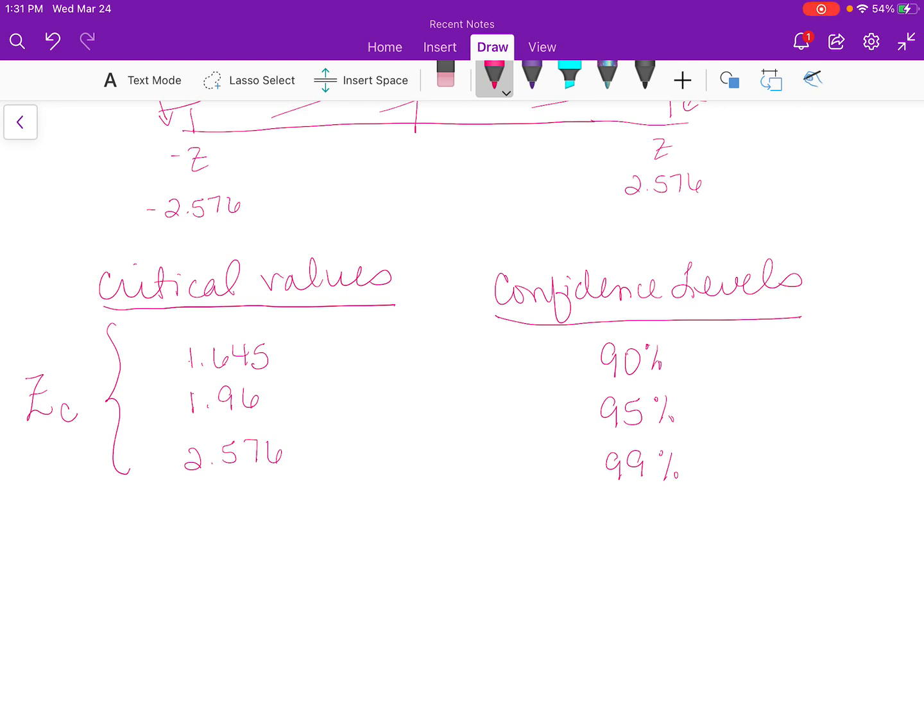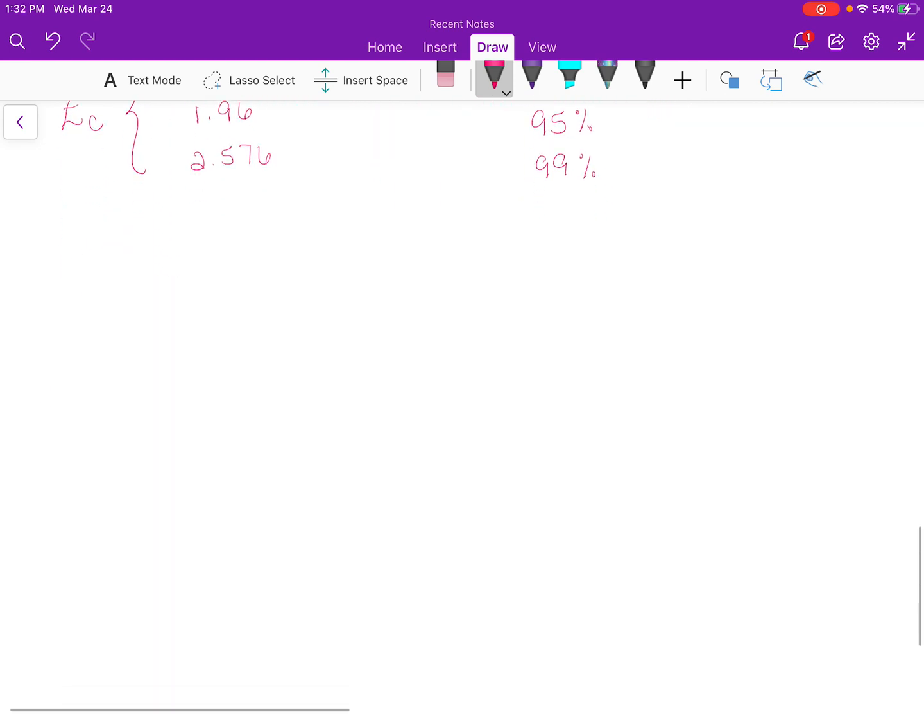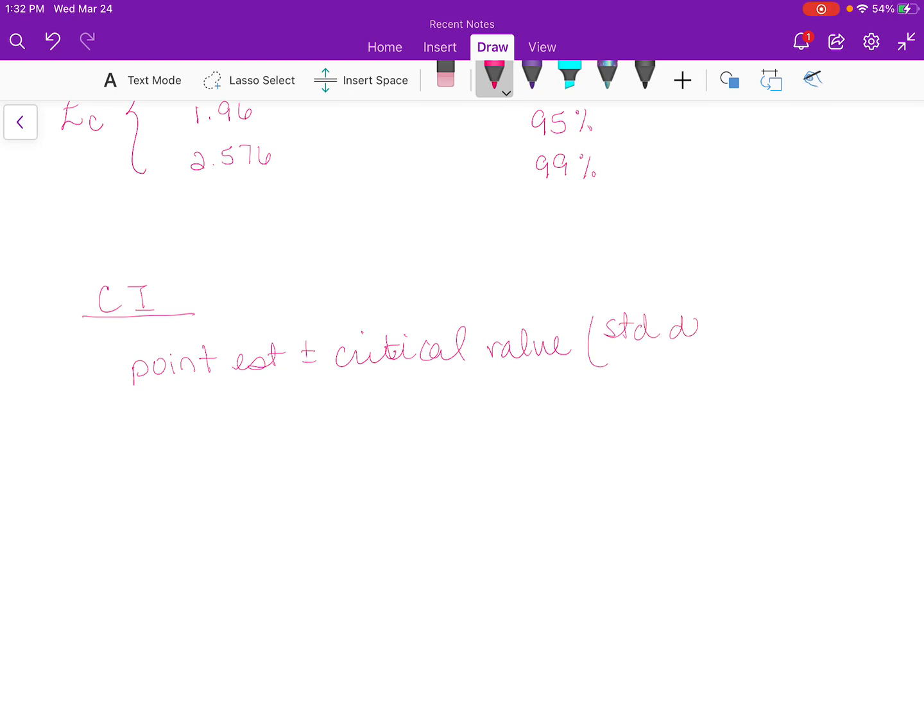So let's go back to the confidence interval formula. Remember, I said that we were going to do point estimate plus or minus critical value. And I've just shown you how to find the critical value times the standard deviation of the point estimate.